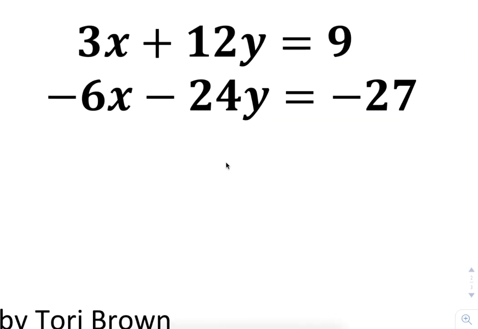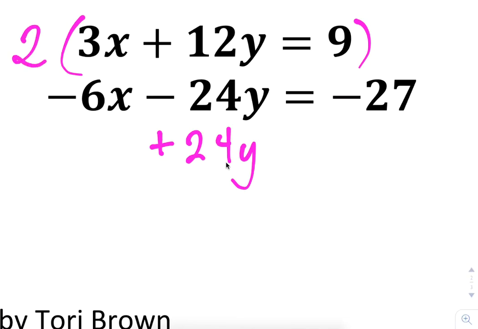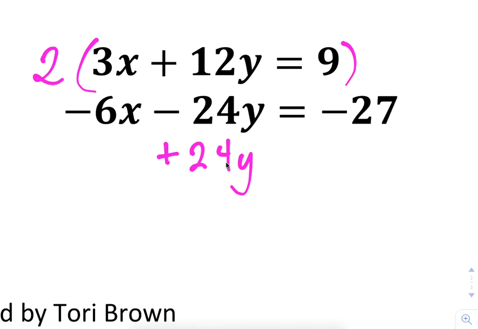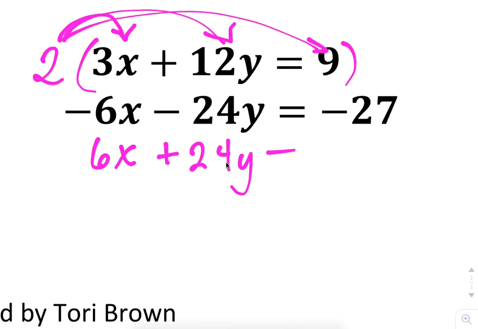Number 6. Again, I can ask myself, what do I want? Well, I could turn this guy into a positive 6x. That would cancel. Or I could turn that 12y into a positive 24y by multiplying it by 2, and that would cancel also. I'm going to choose the y's this time, okay? So if I want to change that into a positive 24y, that means I'm multiplying it by a positive 2 again. Ooh, ugly 2. All right, so 2 times 3x. Ooh, we get lucky again, 6x. 2 times 12y is 24y. 2 times 9 is an 18 again.